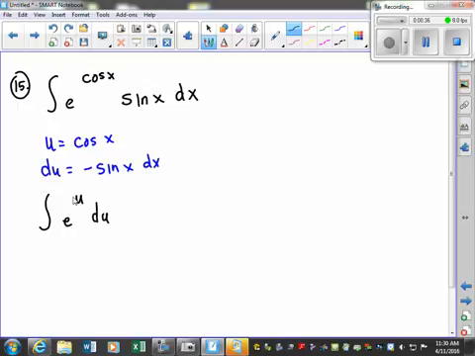Now, the u is accounted for, so that's good. Sine of x dx is here, but what about this guy? Yeah, we just need to pull a negative out front, so good. Now we just bring that down and evaluate this. The antiderivative is just e to the u plus a constant. And then lastly, we can substitute for u and have cosine of x there. And not too bad.